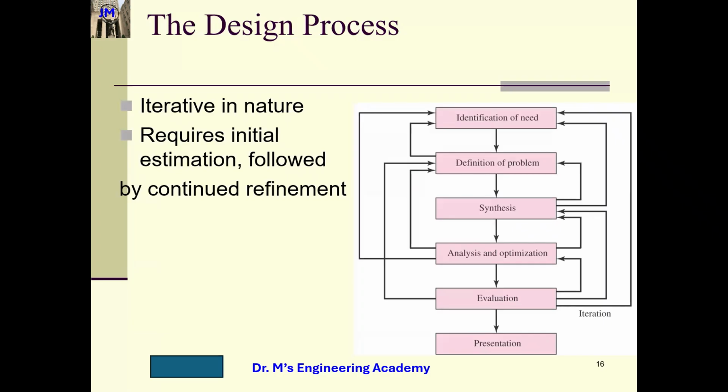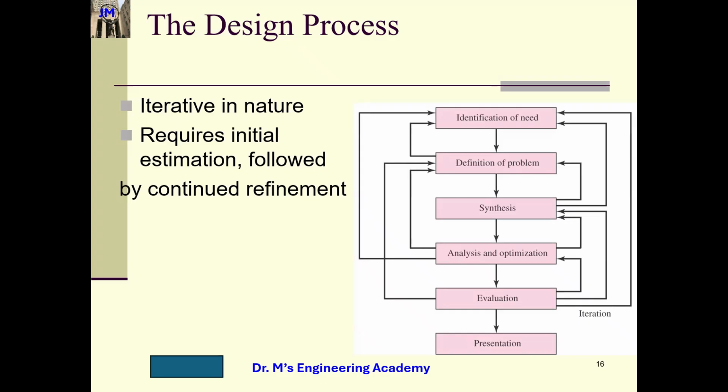So this is the flow chart. Identification of need. The customer gives you this problem statement, saying, I want to have these kinds of components or systems, so please design this one for us. After identification of needs, you define the problem, and then you synthesize, then analysis and optimization, and finally evaluation. After that, you give the presentation to your customers.